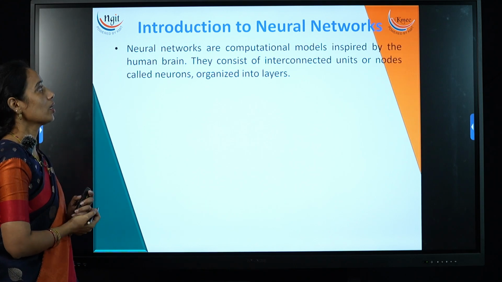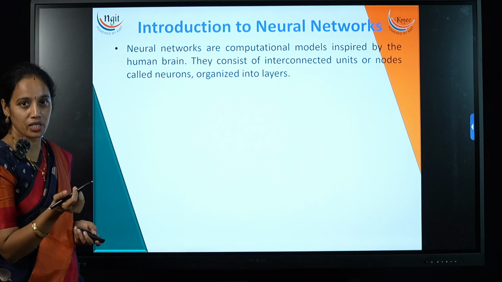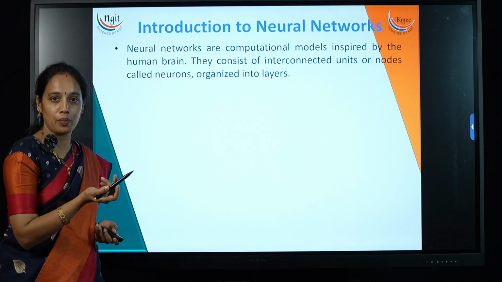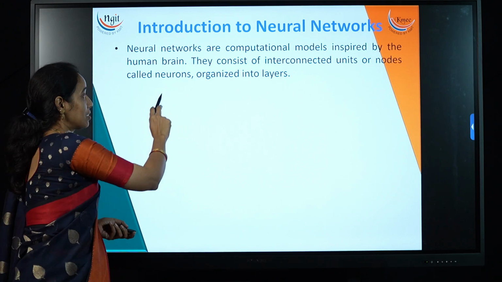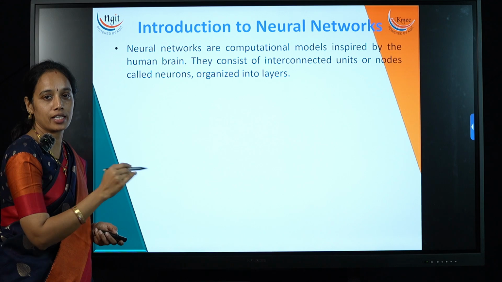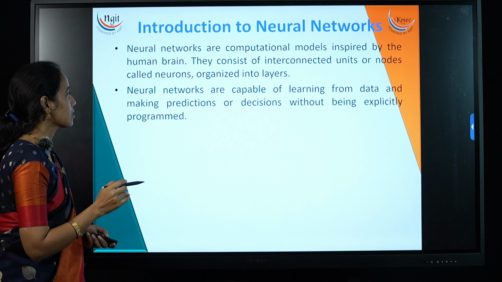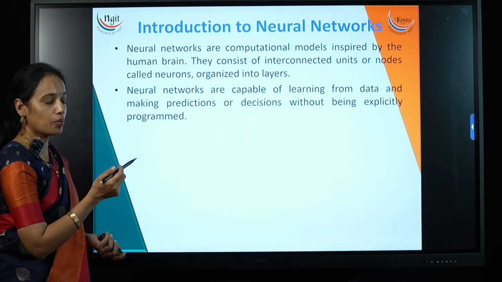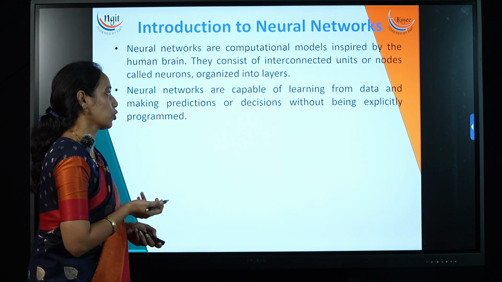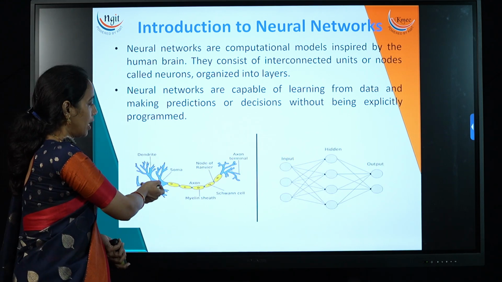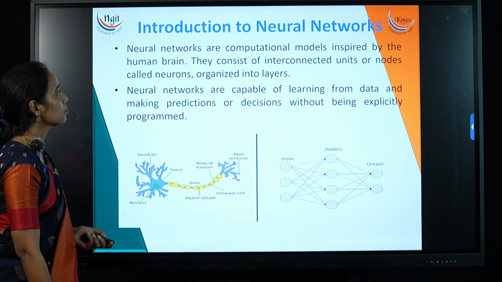Then what are neural networks? How are we going to define a neural network? Neural networks are nothing but computational models inspired by the human brain. They consist of interconnected units or nodes that we generally call neurons, organized into layers. Previously we have seen that diagram, organized into layers. And neural networks are capable of learning from data and making predictions or decisions without being explicitly programmed. So this is the same example: this is the human brain processing system and this is the artificial neural network system.